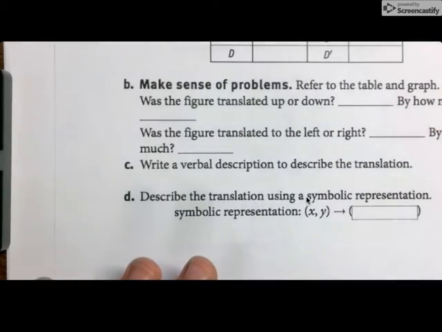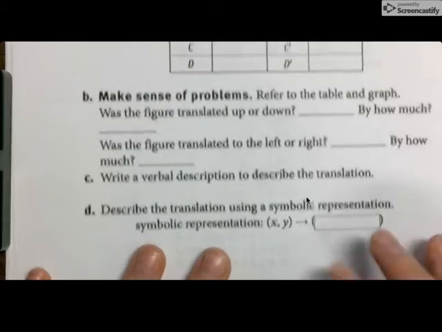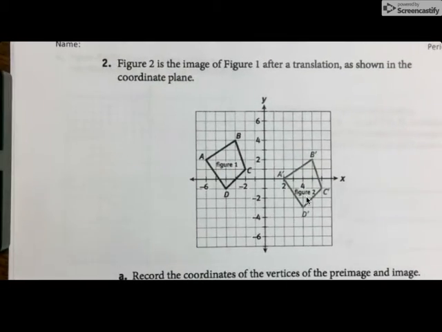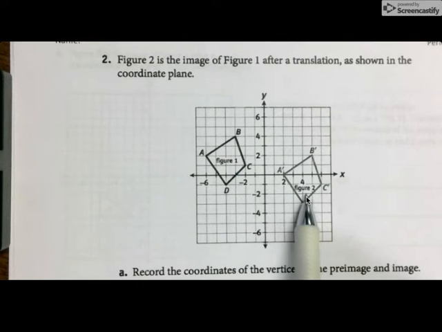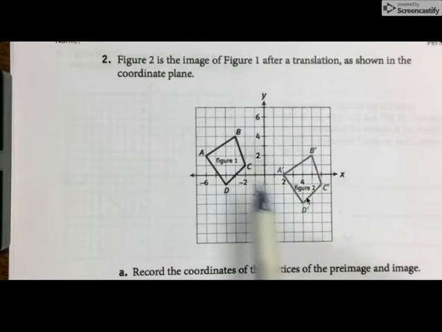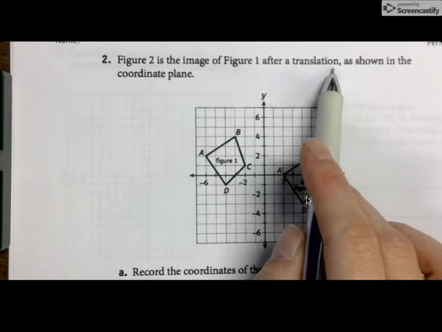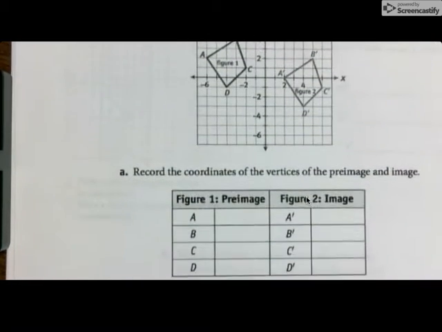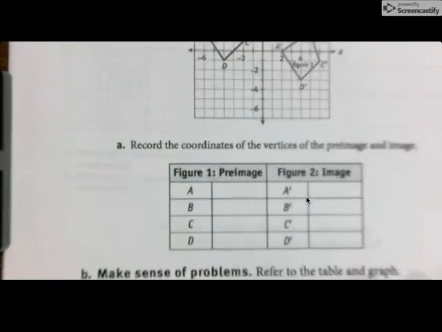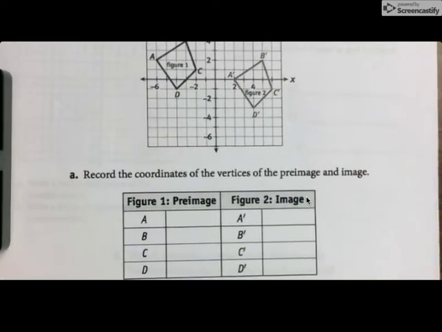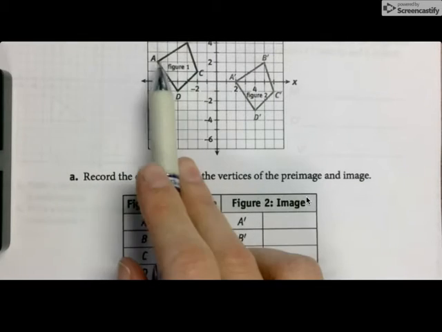So we're now going to look at page 2, and we're going to look at number 2. So it says, figure 2 is the image of figure 1 after a translation as shown in the coordinate plane. It says, record the coordinates of the vertices of the pre-image and the image. So again, if the pre-image and image part kind of confuses you, just look here. We're looking at A, B, C, D. Then we're looking at A prime, B prime, C prime, D prime, or in layman's terms, A apostrophe, B apostrophe, C apostrophe, D apostrophe. Okay?